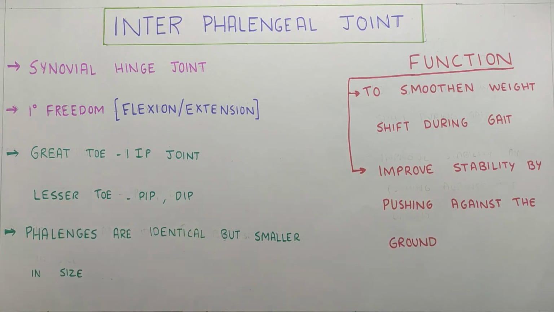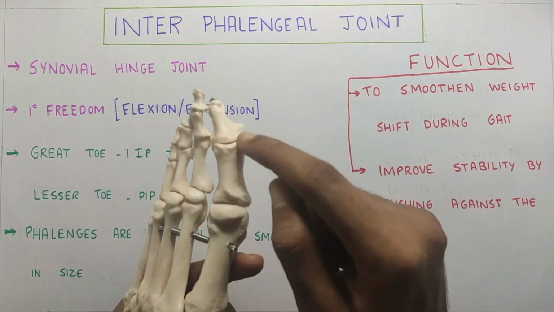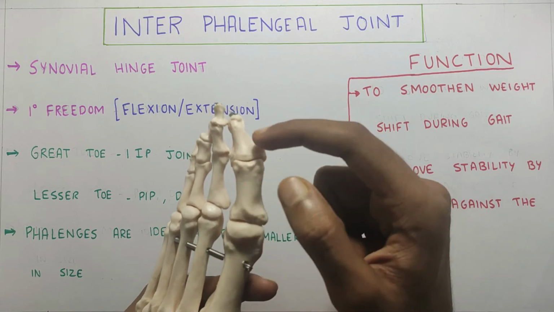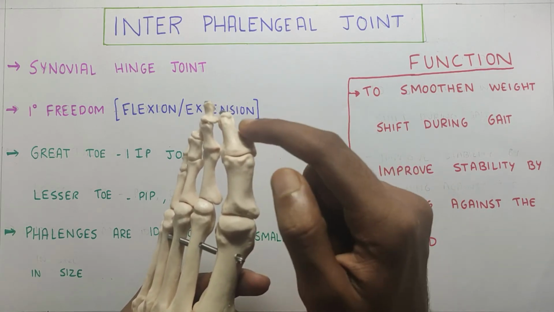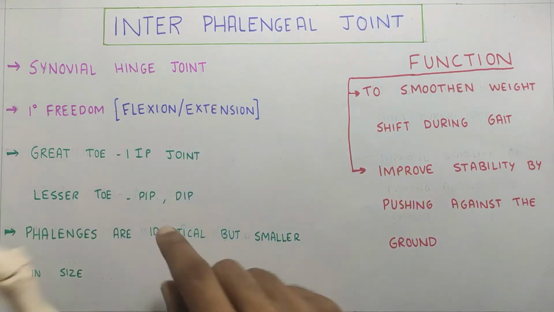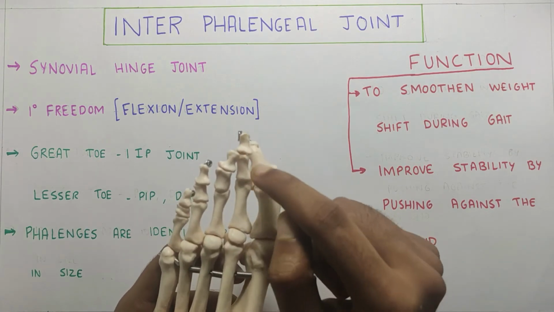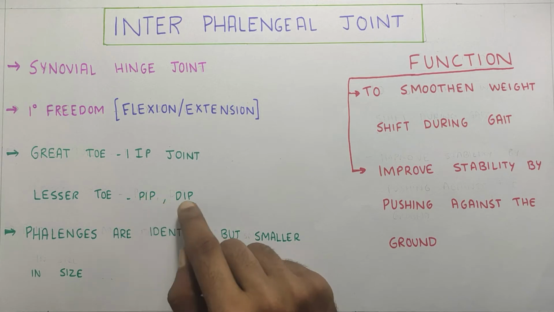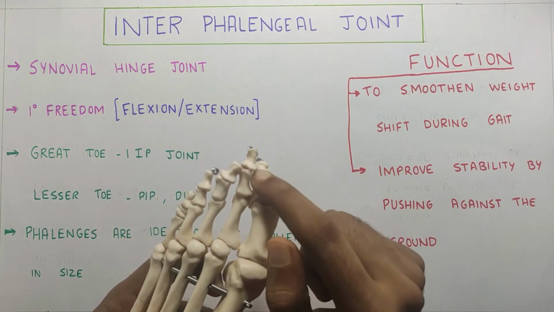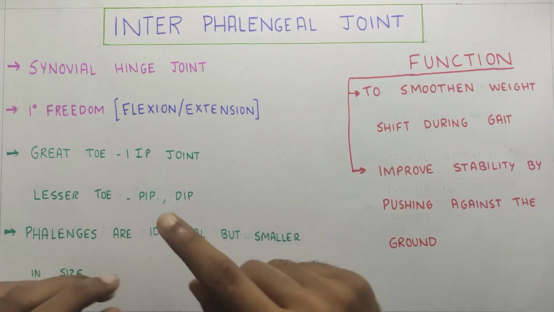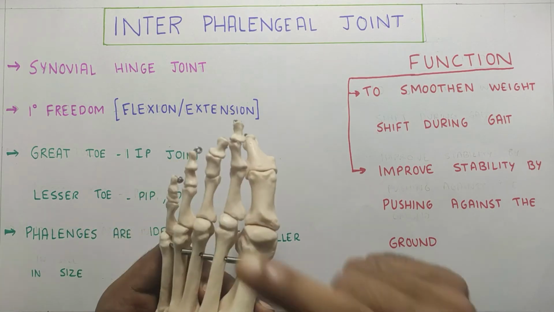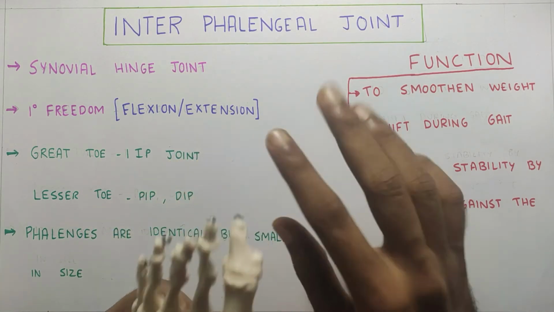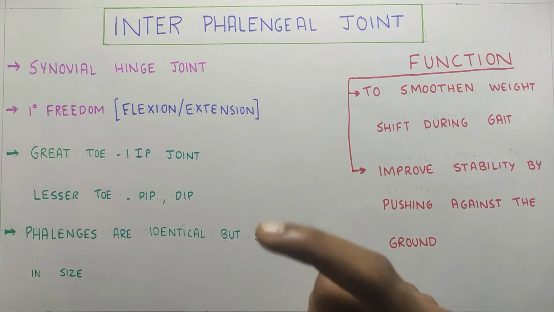The great toe has only one IP joint. That is, there is only one IP joint over here and it has a proximal and distal phalanx. Whereas the lesser toes, all the lesser toes, they have two IP joints, that is the PIP and DIP. PIP, that is the proximal interphalangeal joint, and DIP, that is the distal interphalangeal joint. The next point is these phalanges are very similar to the phalanges of your hand. The structure of the phalanges is very similar to the phalanges of your hand, but the only thing is they are a bit smaller. So this was about the structure.